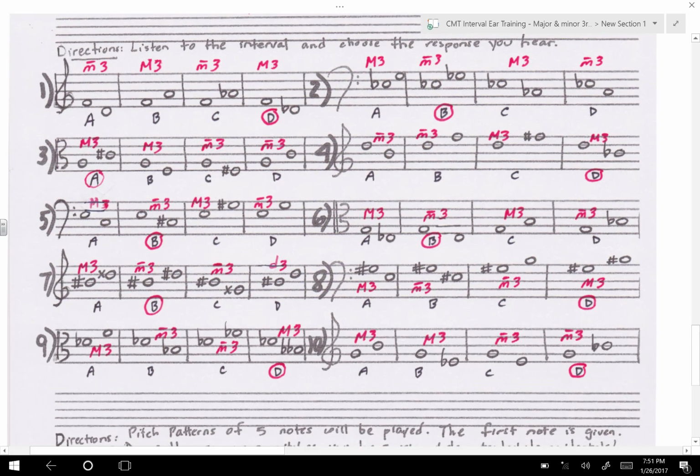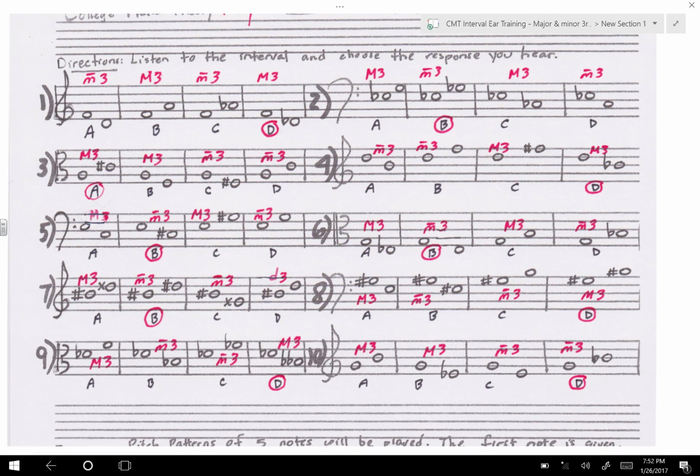For number 9, the correct response was D, where we have a D flat to a B double flat, giving us a major third descending. So let's review the other ones. If you chose B, you're not far off. If you chose A or C, on the other hand, that was the wrong direction. We are looking for a descending melodic interval.